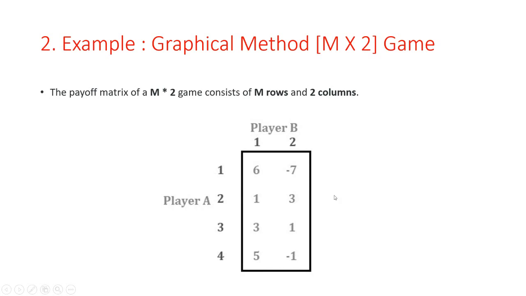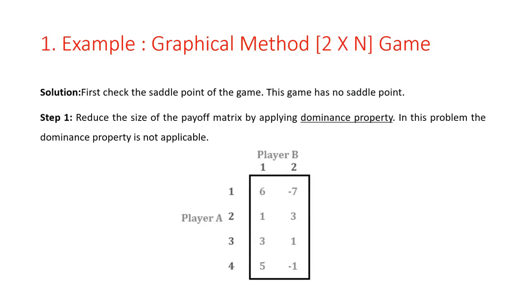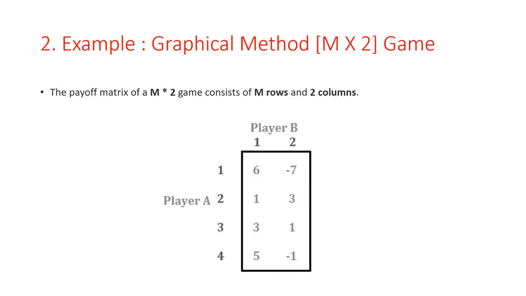Okay, so in this given problem we have 4 rows and 2 columns. So the solution for this problem is, first we have to check the saddle point of the game. Okay, how to find out the saddle point?